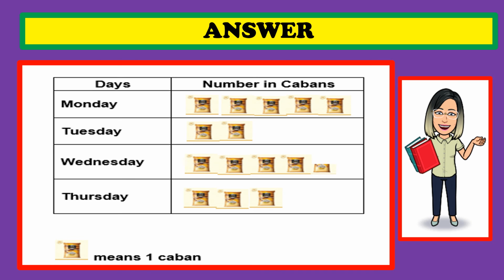Here is our pictograph. For Monday, we have 5 kabans. Tuesday, we have 2 kabans. For Wednesday, we have 4 1/2 kabans. And for Thursday, we have 3 kabans.